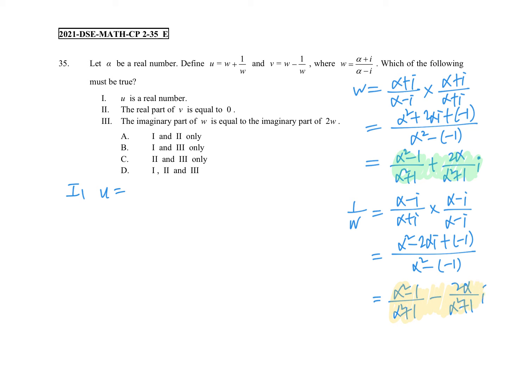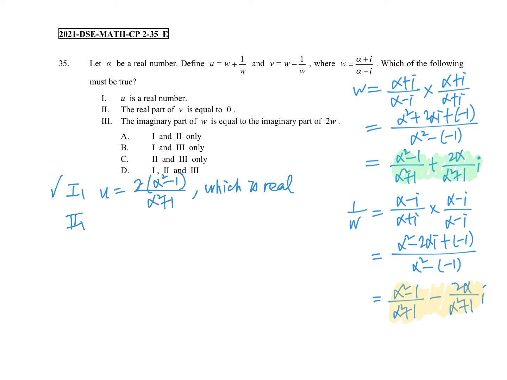To sum them up, because U is about the sum, we can see that the imaginary parts will cancel because they are the same but with opposite signs. So U will be 2 times alpha squared minus 1 over alpha squared plus 1, which is real, because alpha is real. You can see this fraction contains no i, so this fraction is real, and that's why U is real. That's why statement 1 is correct.